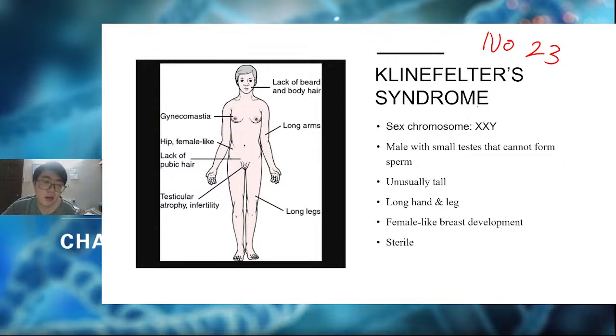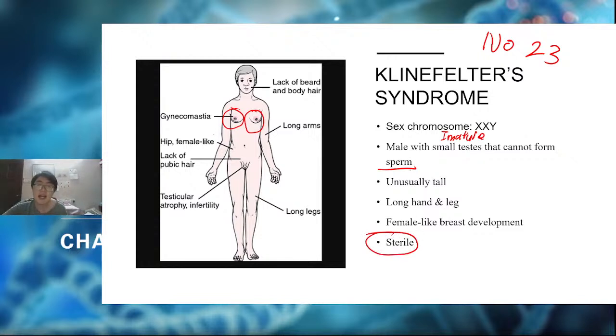Dia ada jantan punya. Tapi at the same time, it also has the breast. So it is the male with small testes, but the testis dia sangat kecil saja. So it is immature. I can say that it is immature form lah. So it cannot form sperm. Tak boleh menghasilkan sperm. So since it cannot form sperm, this male is sterile. Dia tak boleh form sperm.